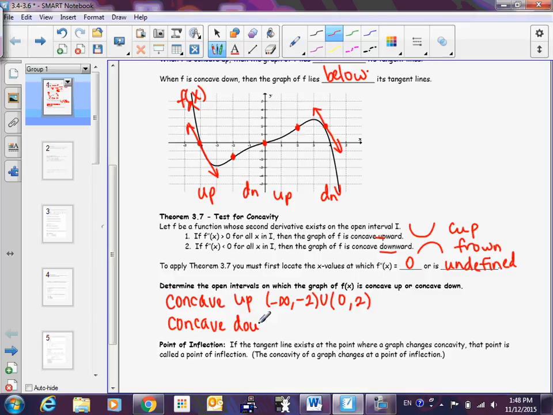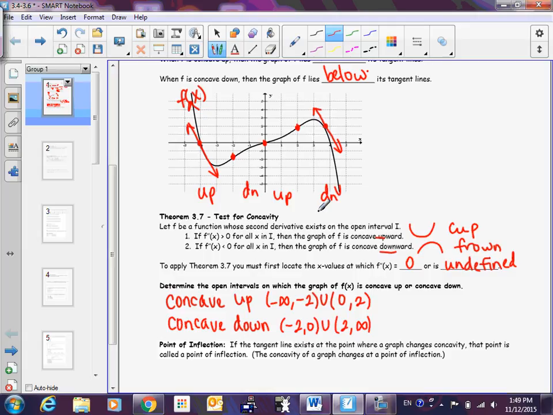Likewise, we can do concave down. What would that interval be? -2 to 0, and union that with 2 to infinity. So I've started with giving you a graph of f. We're going to work our way up to how we do this when we're not given a graph.